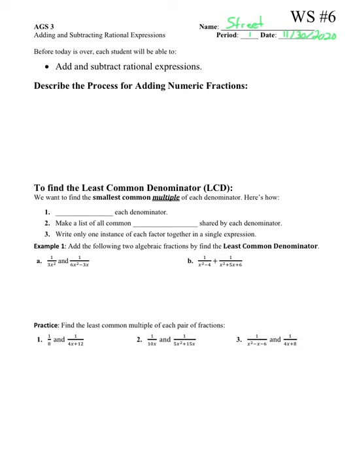Okay, so it says describe the process for adding numeric fractions. So what we just did on problems 1 through 6. The first thing we did was we said let's create a common denominator. That was the first step. We didn't have to do that on problems 1, 2, and 3. They already had a common denominator. The second step was add or subtract the numerators.